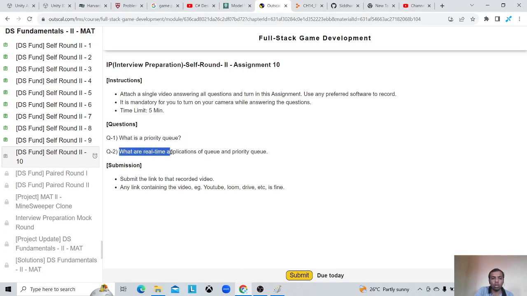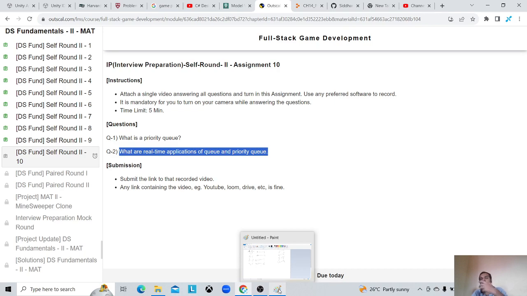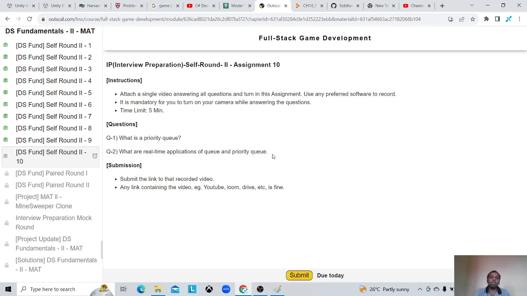And the second question is, what are the real-time applications of queues and priority queues? For task scheduling, queues and priority queues are used. For example, if I'm making a game, a Sims kind of game, I enter that first make something, then do some other stuff, then third do this, and fourth do this, and it's sequential. If it is a normal queue, it would do the first task that was entered, then the second task, then the third, then the fourth.